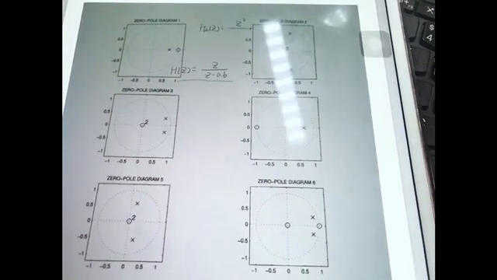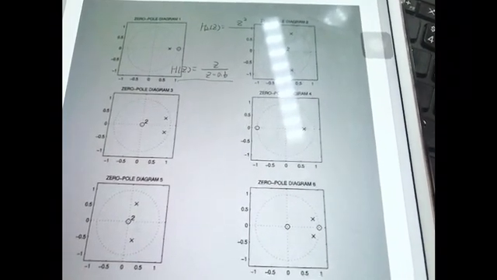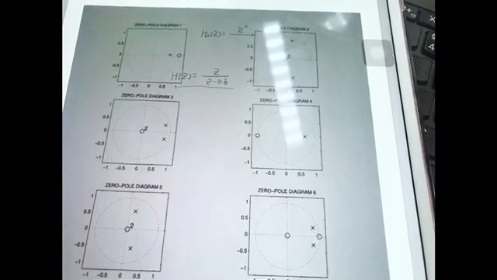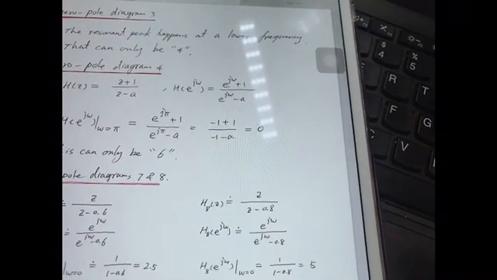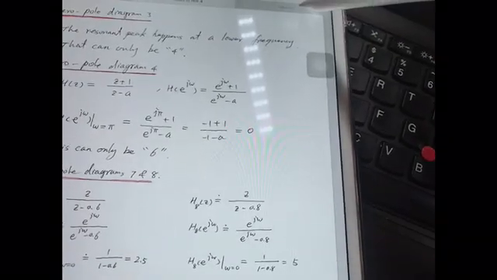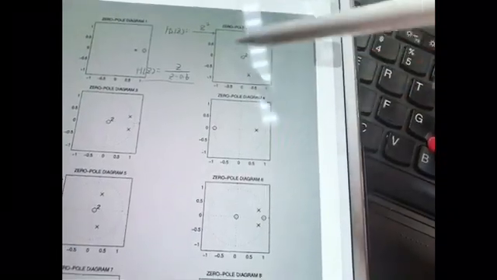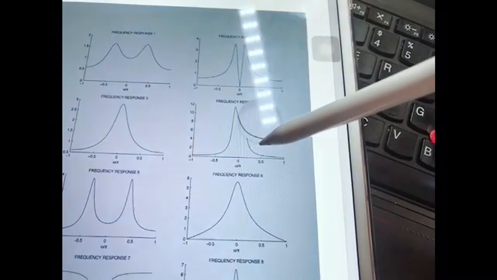Now we have a look at zero-pole diagram 3. And we found that the peak happens at a low frequency, so that can only be diagram 4. It's this one.